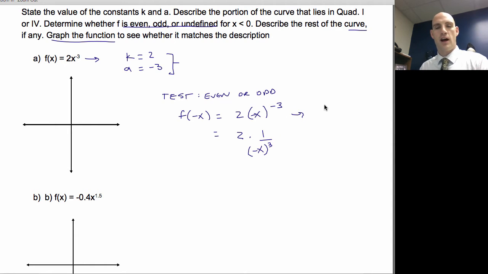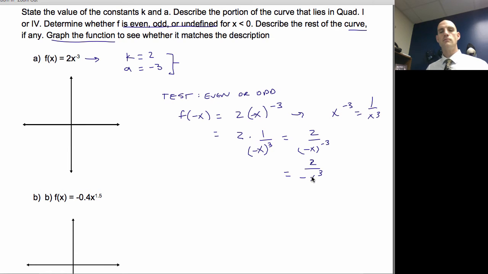And what I did here was I knew that because it's a negative exponent, x to the negative third is equal to 1 over x to the third. So I put it in the bottom, and I'm going to rewrite. So I've got 2 over negative x to the third. When I cube a negative x, I get negative x cubed. So really what I've got is 2 over negative x cubed, which is rewritten as negative 2 over x cubed. I rewrite that like that to say that I know now that I have a negative out front, and so this is really equal to negative f of x.